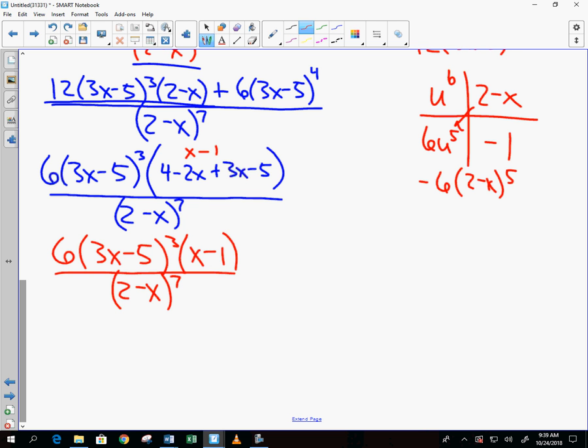This one? Thank you. Do you see that 6 times 3x minus 5 to the third is the common factor? As I take a 6 times 3x minus 5 from here, I'm left with 2 from the 12, and I'm left with the 2 minus x. 2 times 2 is 4. 2 times negative x is negative 2x. We all good now? Anybody else? Excellent question. Thank you for asking, Riley, because I guarantee somebody else was thinking the same thing.